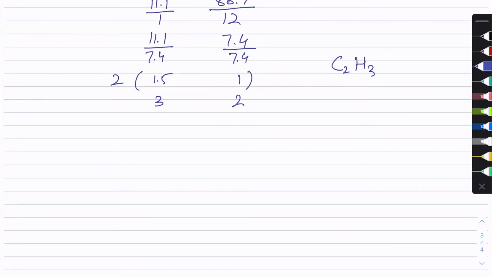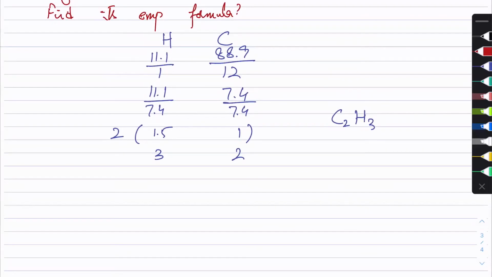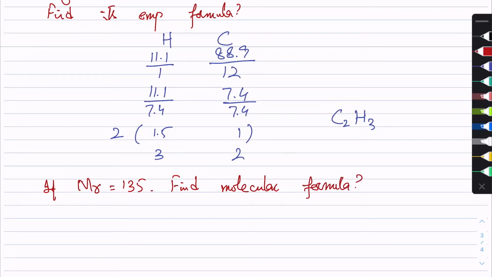Remember one thing. For example, in this compound, let's say the second part was that if MR equals 135, find the molecular formula. So how will we do that? Again, you need the empirical formula. You already have that. Then you need the empirical mass.